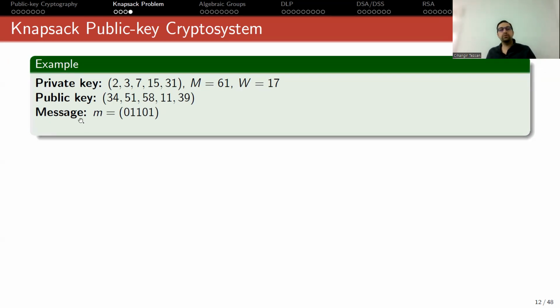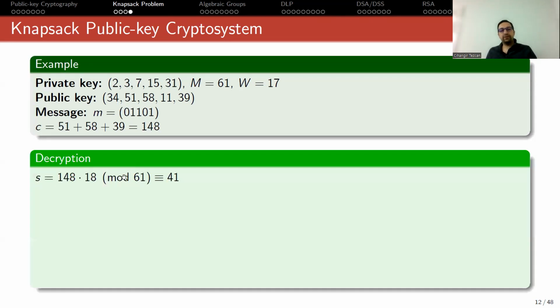So you announce it, and the person who wants to send me a message is going to send me this one, let's assume, okay? So C is actually 0 times 34 plus 1 times 51 plus 1 times 58 plus 0 times 11 plus 1 times 39. So they calculate the ciphertext and they send it to me, okay? What I do next is as follows. Recall that I have to multiply it with W inverse. In our case, it is 18. You can check if you want. Modulo M, which is 61. Turns out this is equal to 41, modulo 61, okay?